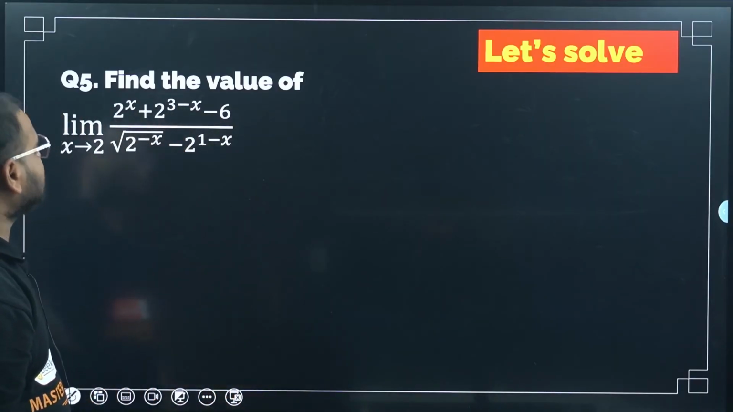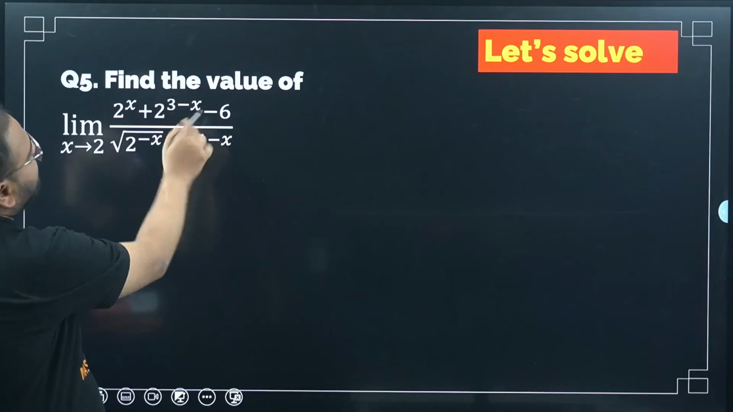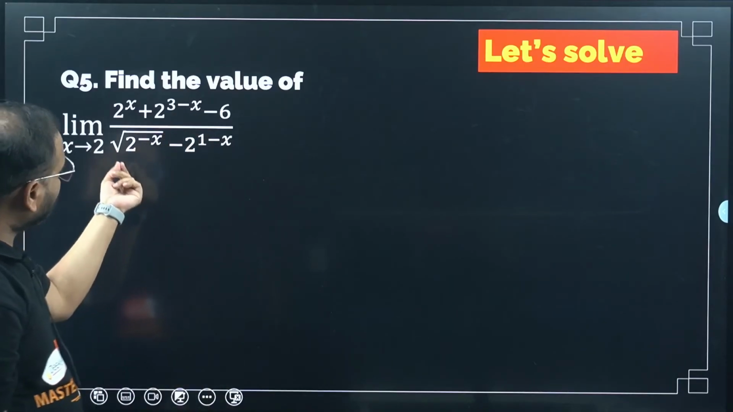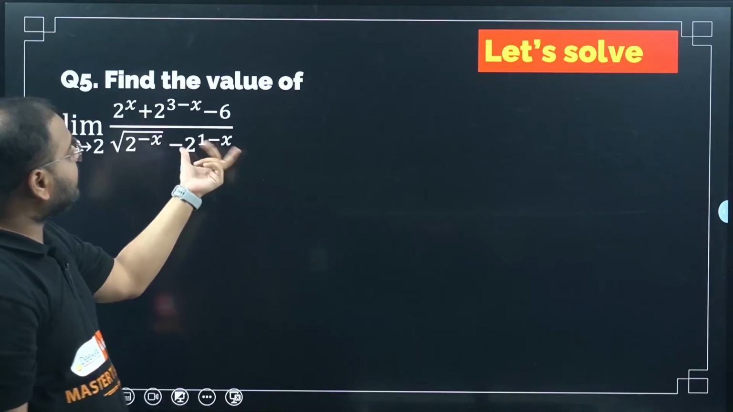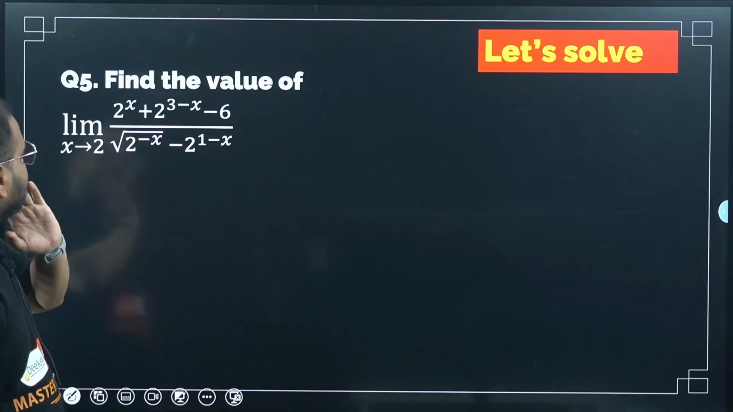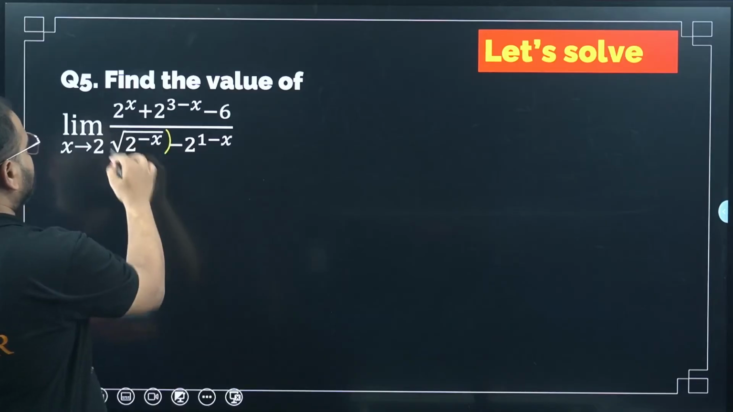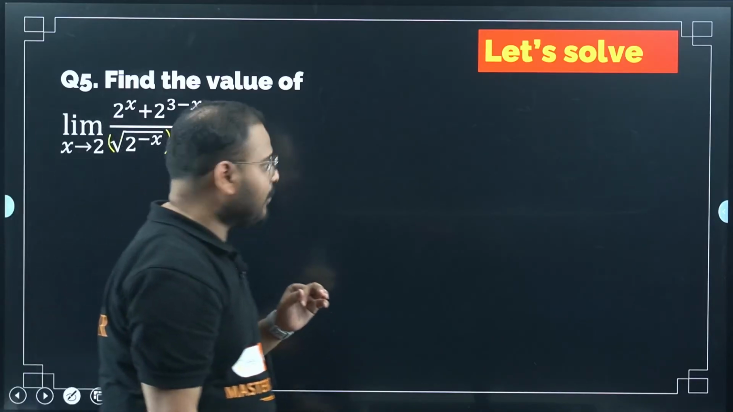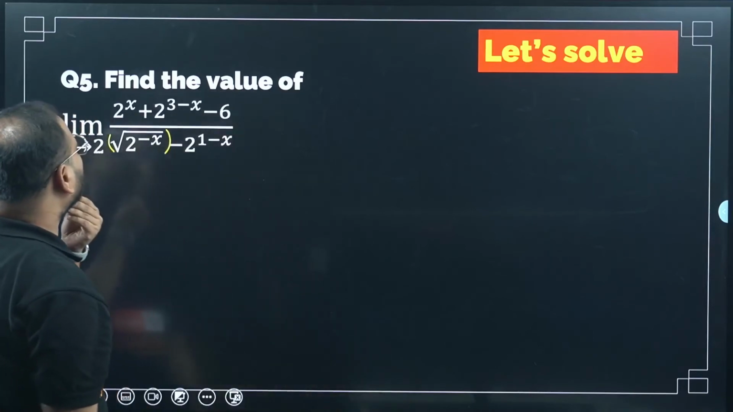Find the value of, okay, this is a good question: 2 power x, plus 2 power 3 minus x, minus 6, and in the denominator, the root of 2 power minus x minus 2 power 1 minus x. Only this part is in the root. I hope you can see that. And x tends to 2 is the condition where we have to find it out. So let's check whether it is undefined or not over here.